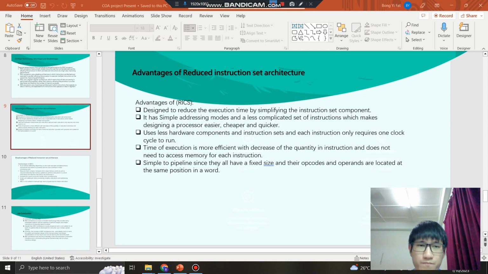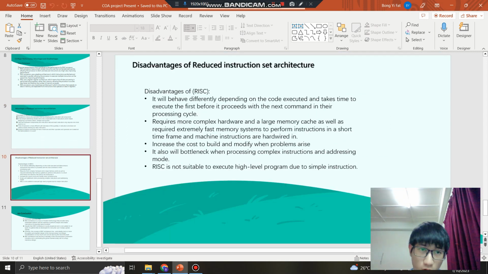The next is I would like to talk about the disadvantages of reduced instruction set architecture. With RISC, the first is it will behave differently depending on the code executed and takes time to execute the first instruction before it proceeds with the next command in its processing cycle. It requires more complex hardware and a large memory cache, as well as an extremely fast memory system to perform instructions in a short time frame.